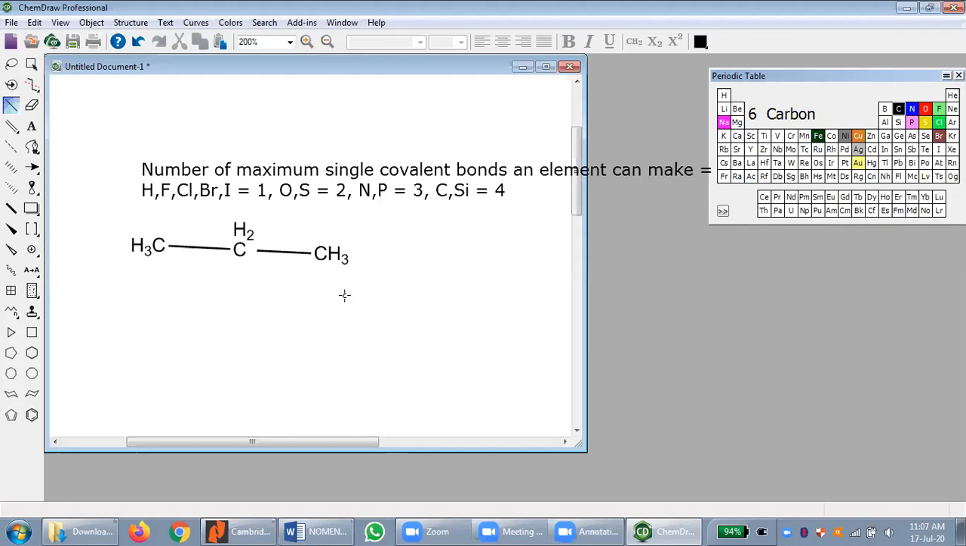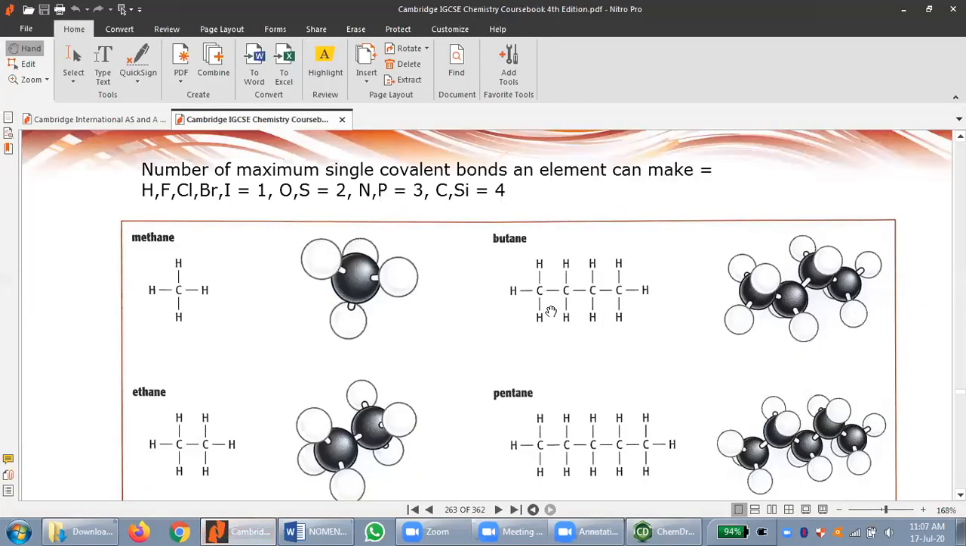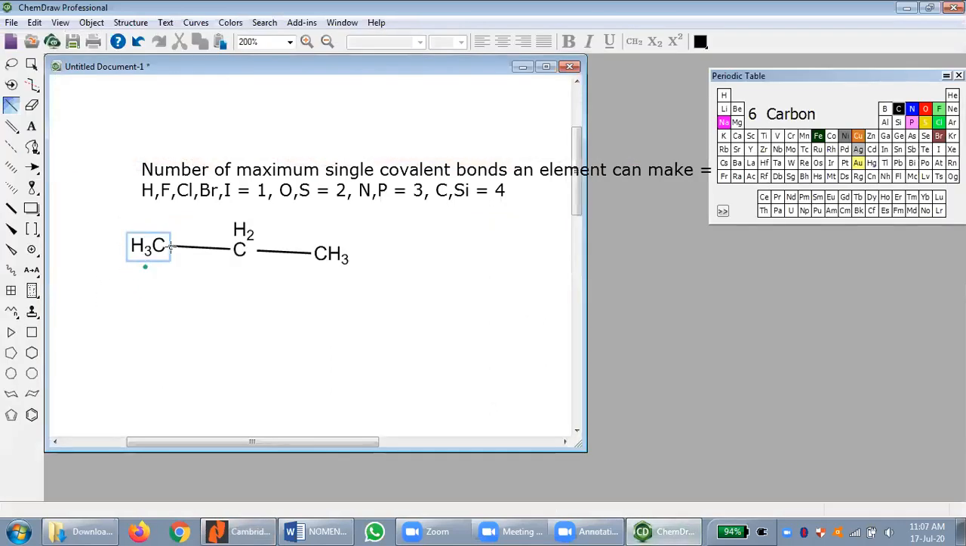Okay? So the number of maximum single covalent bonds an element can make, what are the types of structural formula, how are we going to sum that up? Now, third step is how are we going to sum it up? Take a look. Every carbon has a specific number of hydrogen atoms. This one, this one, this one, this one. For the first one, it has 3 hydrogen atoms on it. Top, bottom, left side. So it is noted over here as CH3, right?